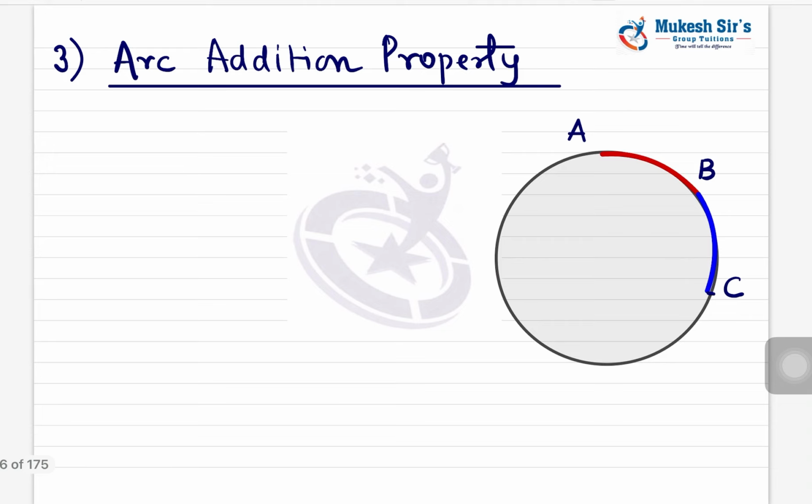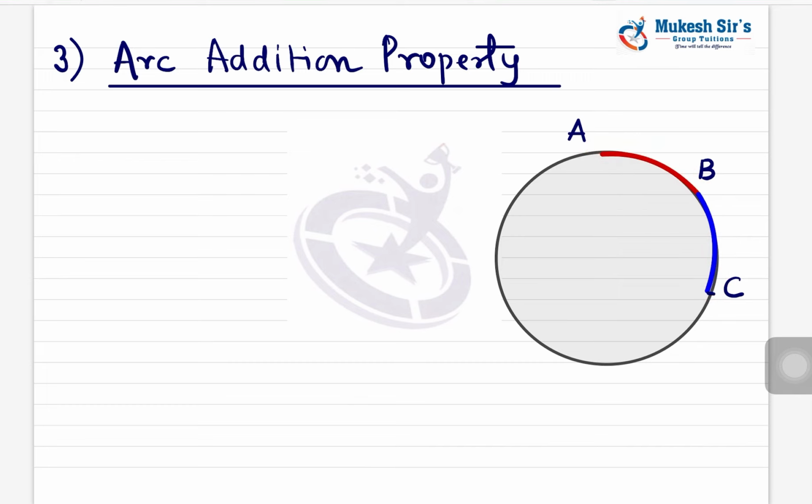The next property is called the arc addition property. Notice the arc addition property. Suppose you have two arcs AB and BC. They have a common point B. If B is a common point between two arcs, then the measure of the whole arc is equal to the measure of arc AB plus the measure of arc BC.